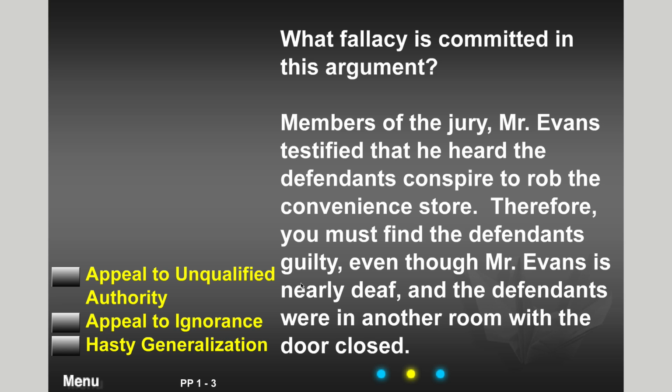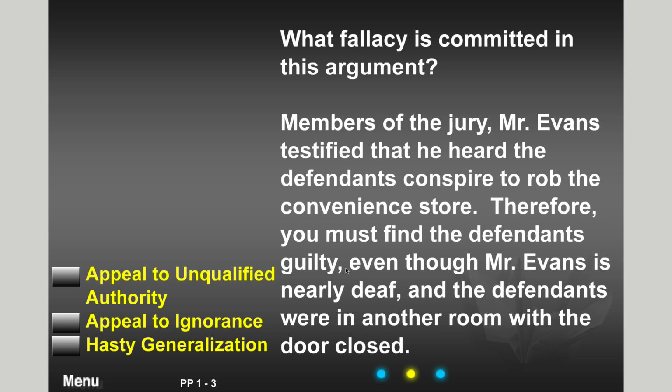Members of the jury, Mr. Evans testified that he heard the defendants conspire to rob the convenience store. Therefore, you must find the defendants guilty, even though Mr. Evans is nearly deaf and the defendants were in another room with the door closed. Okay? So members of the jury, Mr. Evans testified that he heard the defendants conspire to rob the convenience store. You must find the defendants guilty.